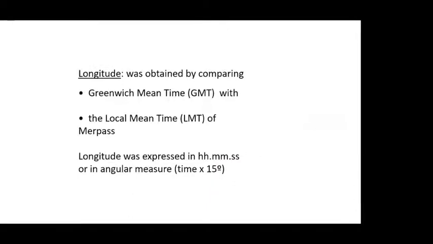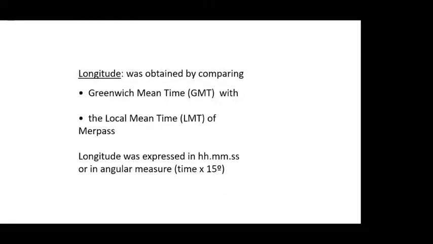Longitude was obtained by comparing Greenwich mean time with the local mean time of midday. In other words, if you measured midday and it was at 10 o'clock, then you say that is your longitude. It was expressed in hours, minutes, and seconds at that time, or later on, it was converted to an angular measure, which meant that time had to be multiplied by 15 degrees. Now, this is important, the fact that it's converted to an angle.